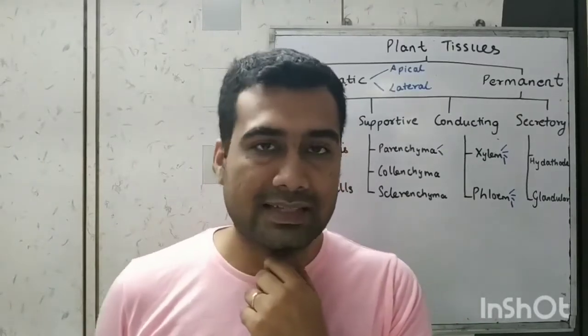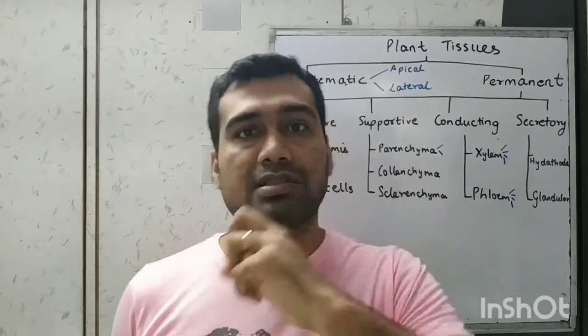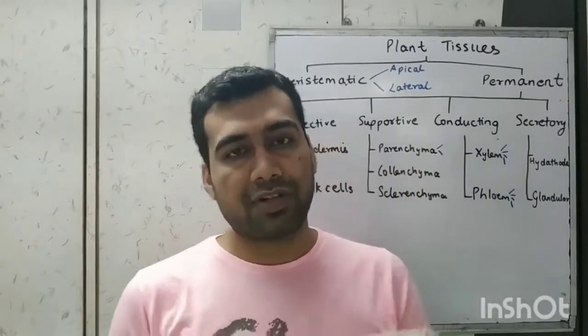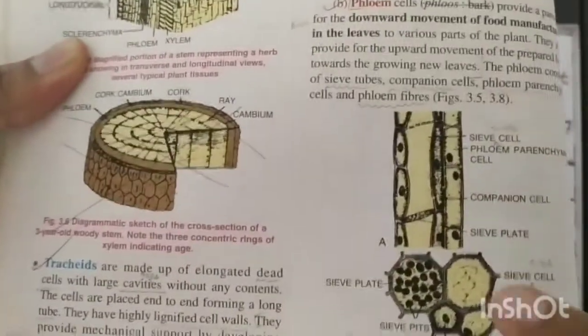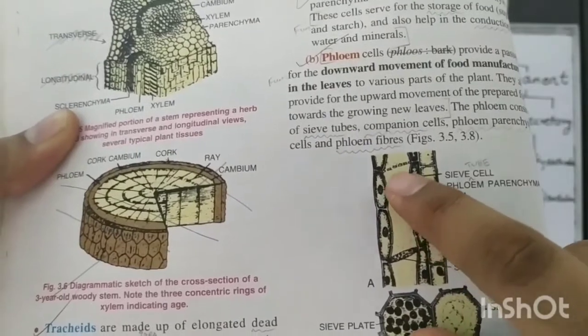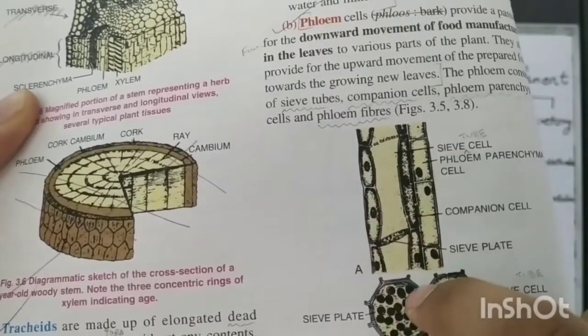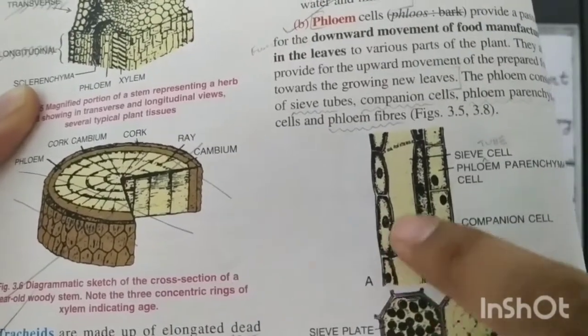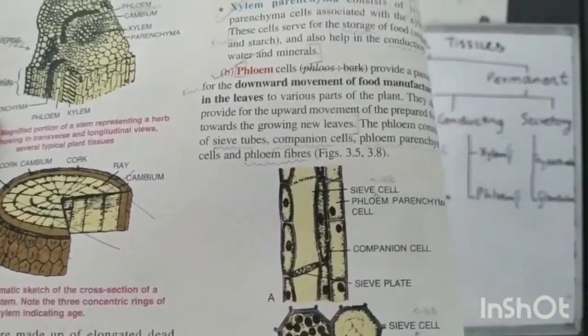Sieve tubes don't have nuclei, so they will need an external support to perform their function. By the way, sieve tubes are alive. Sieve tubes have a sieve plate on top of them, and these sieve plates have perforations so that translocation can happen from cell to cell without any hindrance.